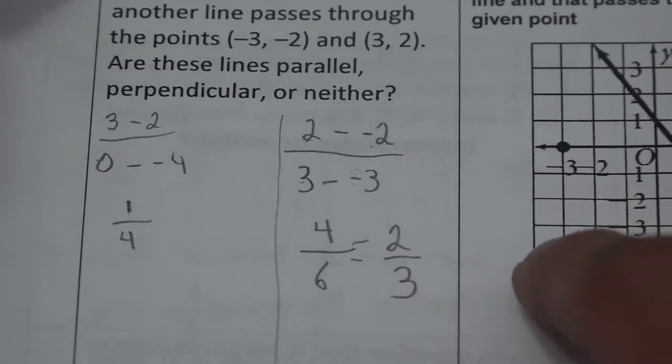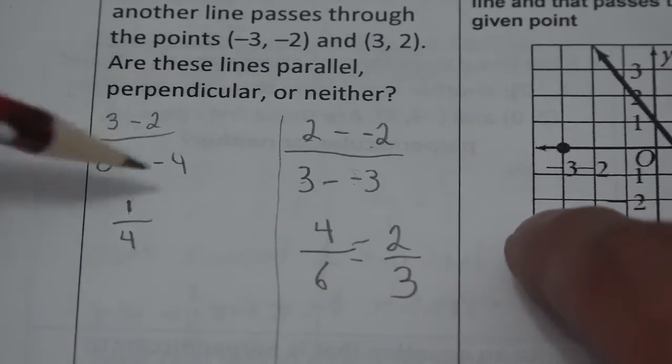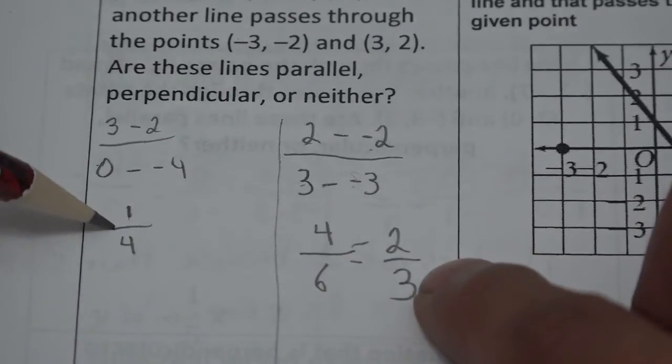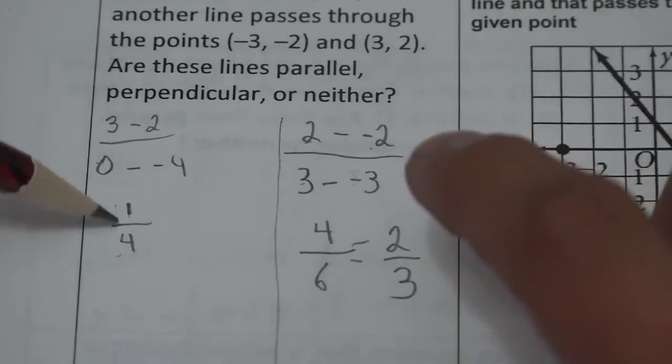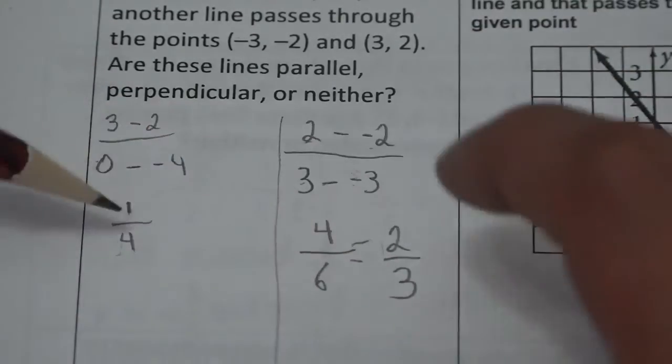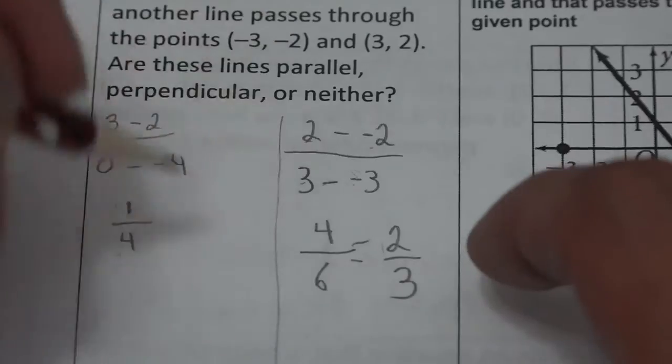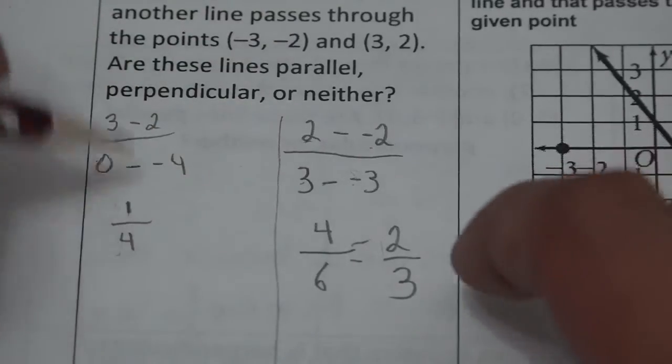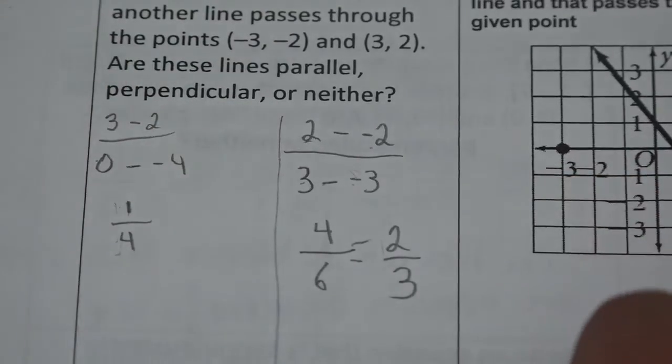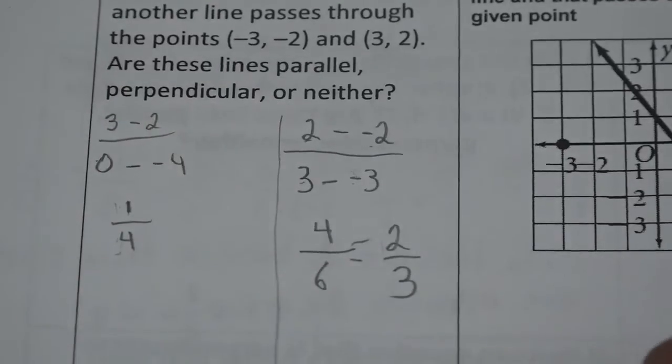So, let's see. They're not the same slope, so they're not parallel. They're not opposite reciprocals, so they're not perpendicular. So the lines are neither, because their slopes are not the same and they're not opposite reciprocals. And that's what you write.